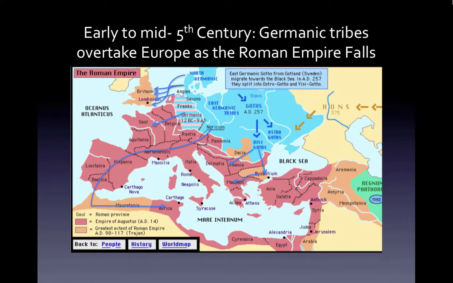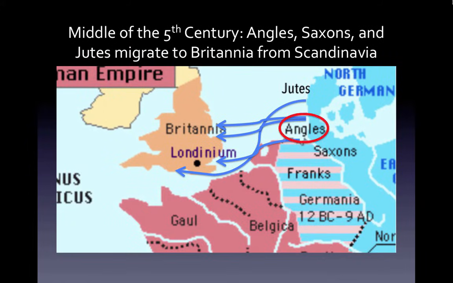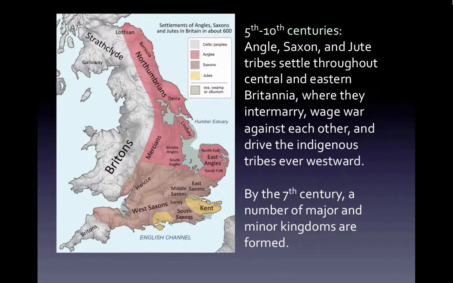Now, most of these Germanic tribes had moved westward across the continent, across the land, but 3 of them moved westward across the North Sea. The Angles, the Saxons, and the Jutes arrive in Britannia from the part of northern Europe now known as Scandinavia. Over the course of the next 5 centuries, the Angles, the Saxons, and the Jutes would settle throughout central and eastern Britannia, where they would intermarry, wage war with each other, and drive the indigenous tribes ever westward into what is now Scotland, Ireland, and Wales.